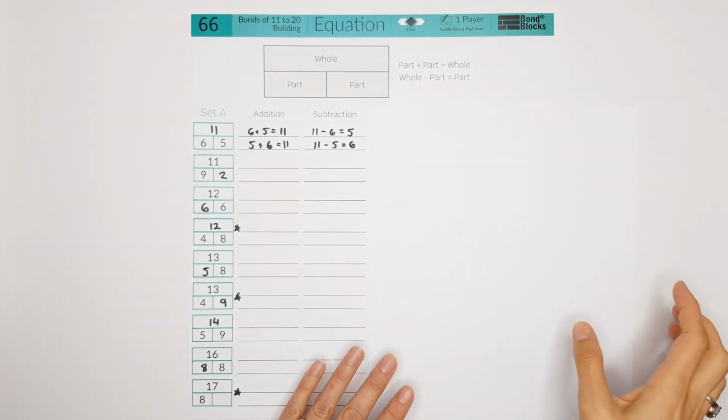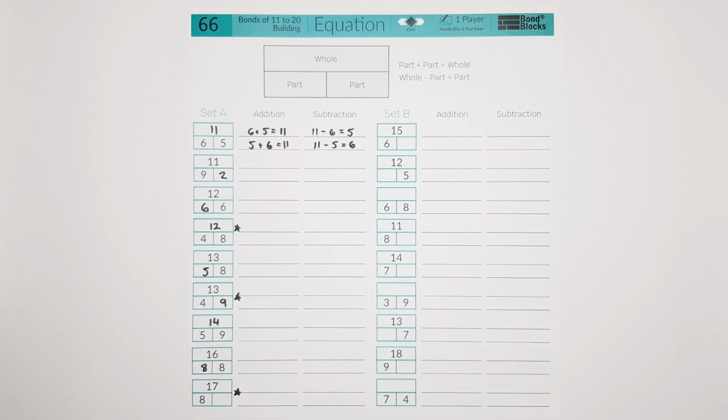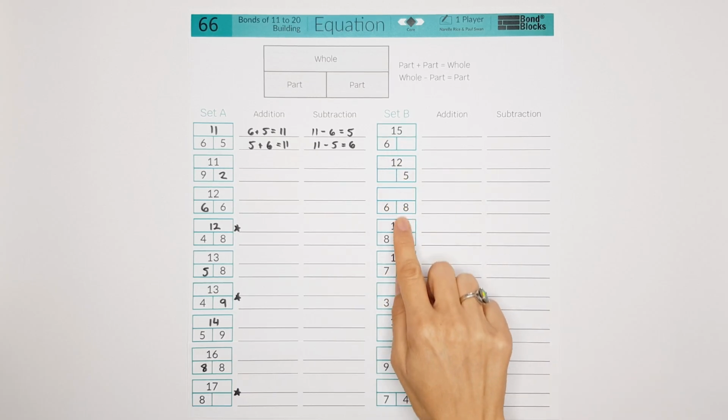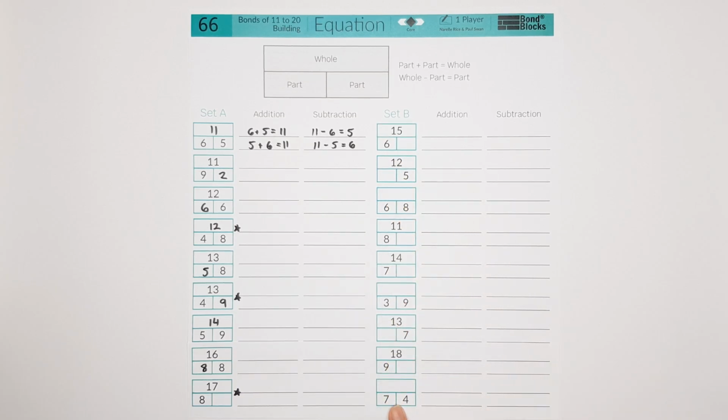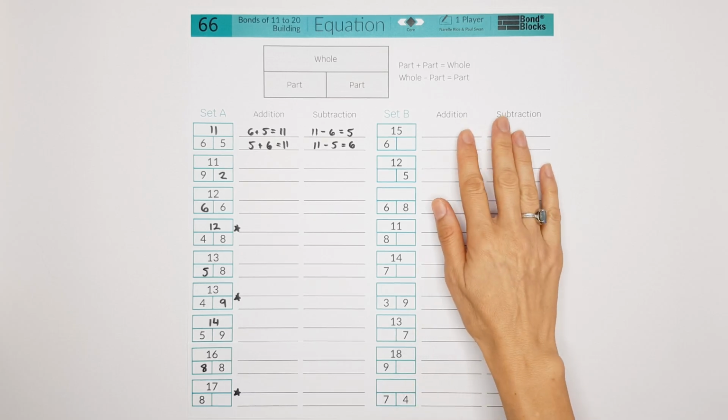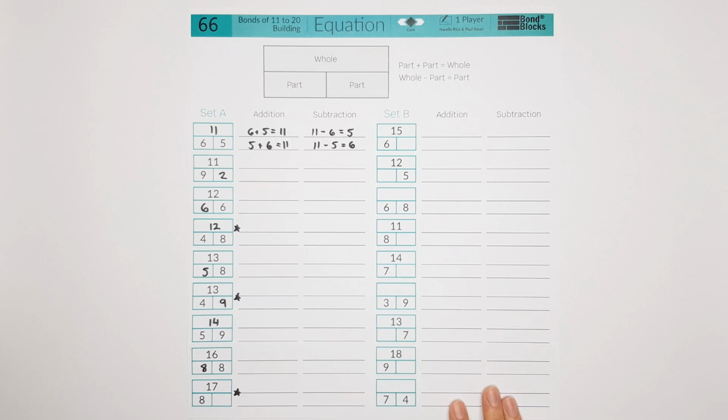In the next lesson, I would repeat this for set B, filling in the missing numbers and remembering to place a star next to any I'm still developing fluency with. In the following lesson, you can complete the addition and subtraction equations.